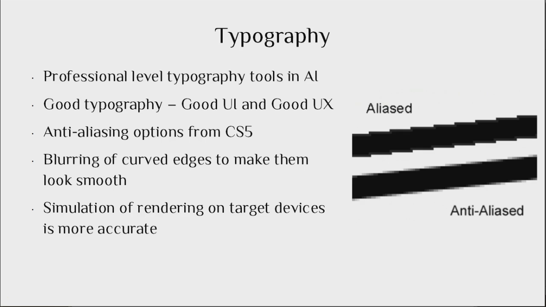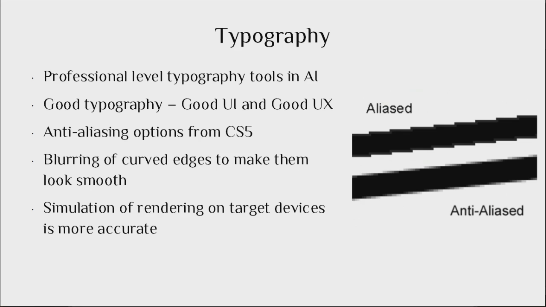So typography, we have professional level typography tools in Adobe Illustrator. All the kinds of tools which have been used since a long time in the world of typing have been put into Adobe Illustrator. So we have good typography, which means we have good UI as well as UX. We have anti-aliasing options starting from CS5.